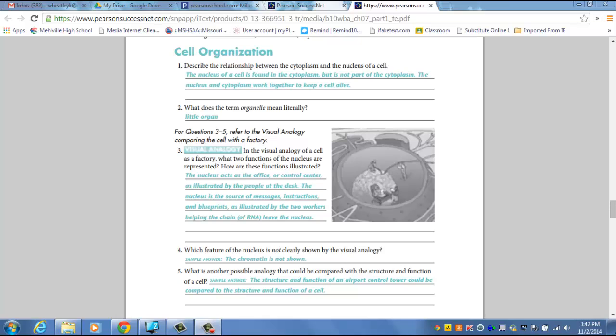Okay, so I'm going over the 7.2 homework. This is the first question that starts with cell organization, the relationship between cytoplasm and the nucleus. The nucleus is inside of the cytoplasm. It's not part of the cytoplasm. The cytoplasm is the jelly-like substance that suspends all of the organelles, but both of them work together to keep the cell alive.